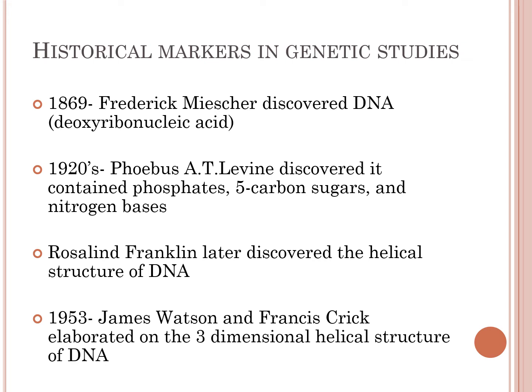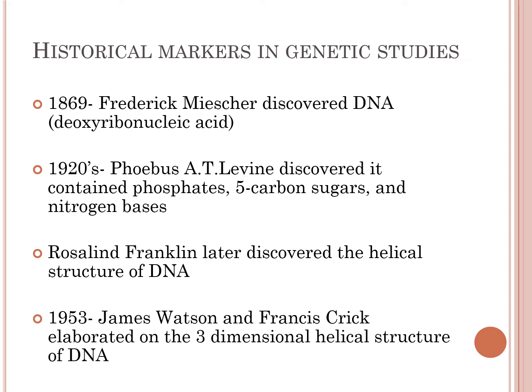And now we have the historical pioneers in genetics, which would be Frederick Miescher, and Phoebus A.T. Levene, Rosalind Franklin, you've probably heard of her, and James Watson and Francis Crick. So Frederick Miescher discovered DNA in 1869. He isolated molecules of substances, including a substance he called nuclein, which was actually DNA. And he isolated this from white pus cells, lymphocytes, and neutrophils. And he was a Swiss physician turned medical researcher.